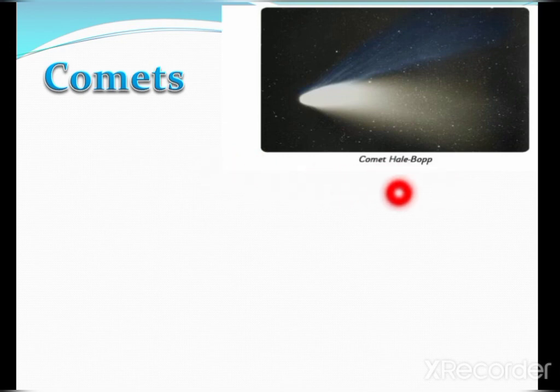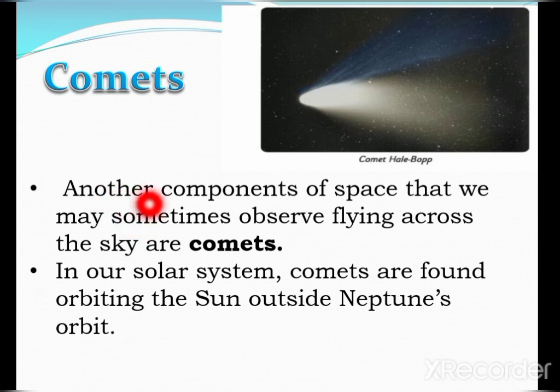Now we are going to see comets. Comet Hale-Bopp. Another component of space that we may sometimes observe flying across the sky are comets.